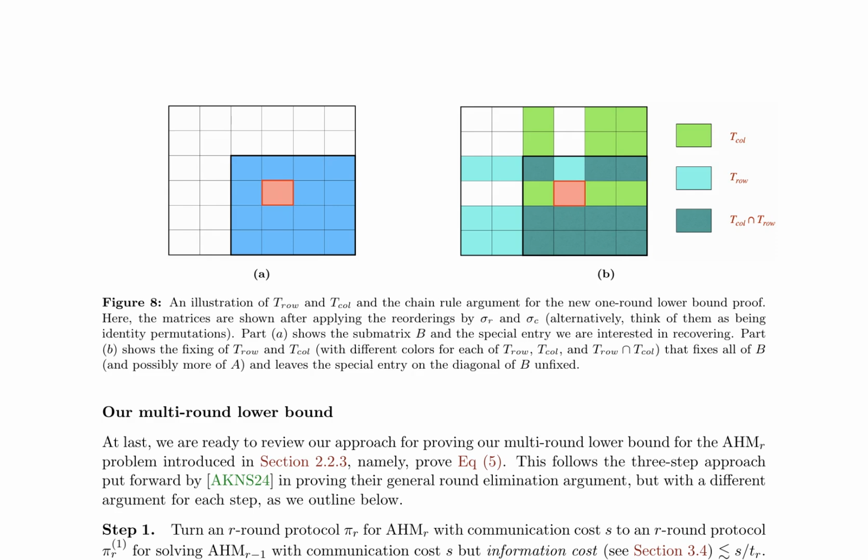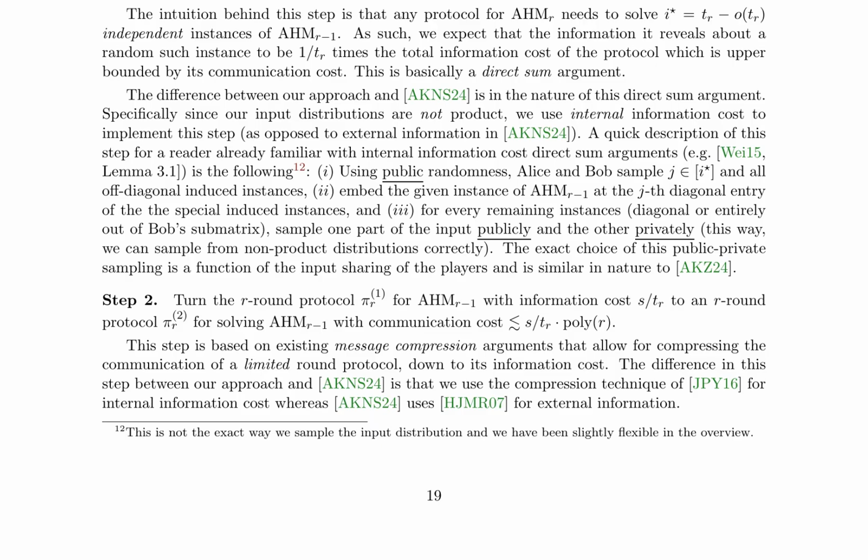Step 1 involves turning an r-round protocol pi_r for AHM_r with communication cost s into an r-round protocol pi_1_r for solving AHM_r1 with communication cost s but information cost s/t. This step uses internal information cost direct sum arguments, as opposed to external information in AKNS24. The authors outline this process by sampling J from I-star and all off-diagonal induced instances, embedding the given instance of AHM_r1 at the J-th diagonal entry of the special induced instances, and sampling one part of the input publicly and the other privately for every remaining instance.